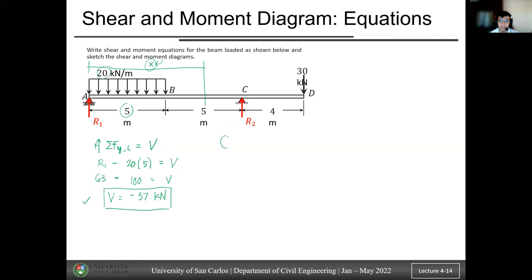So how about the moment? Let's look for the moment. Positive moment on the left side is equal to M. Again, so you won't be confused when taking moments, try taking moments on the cut portion so that you can analyze it better. So R1 will create a positive clockwise moment. R1, since we have an X value here, times X. And then minus 20 times 5.